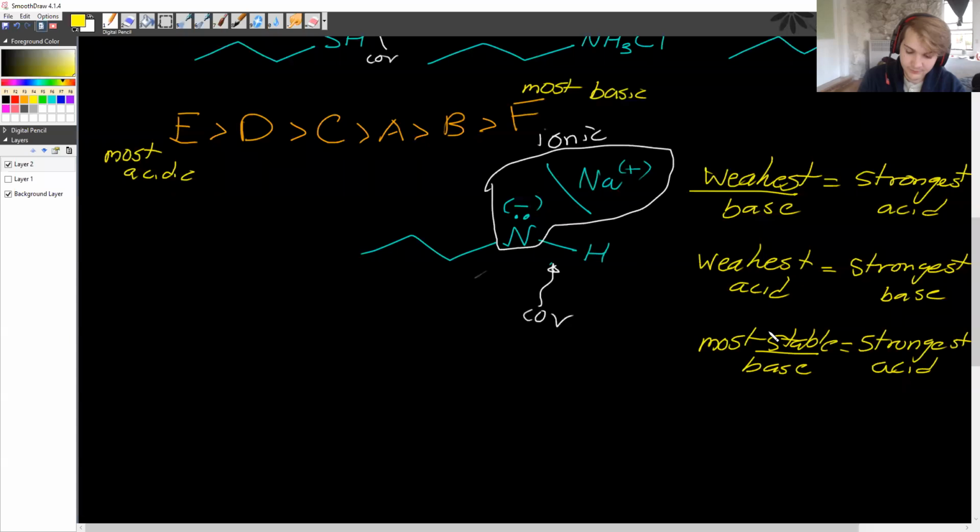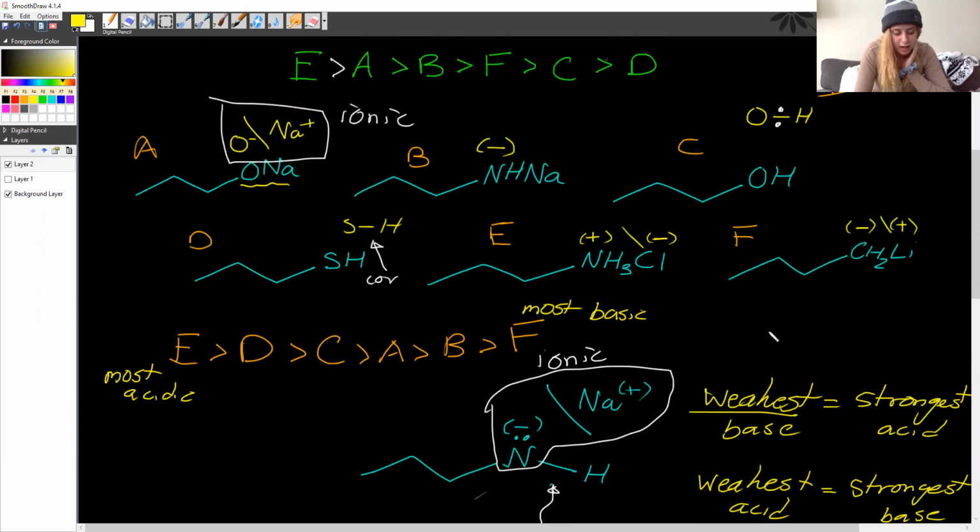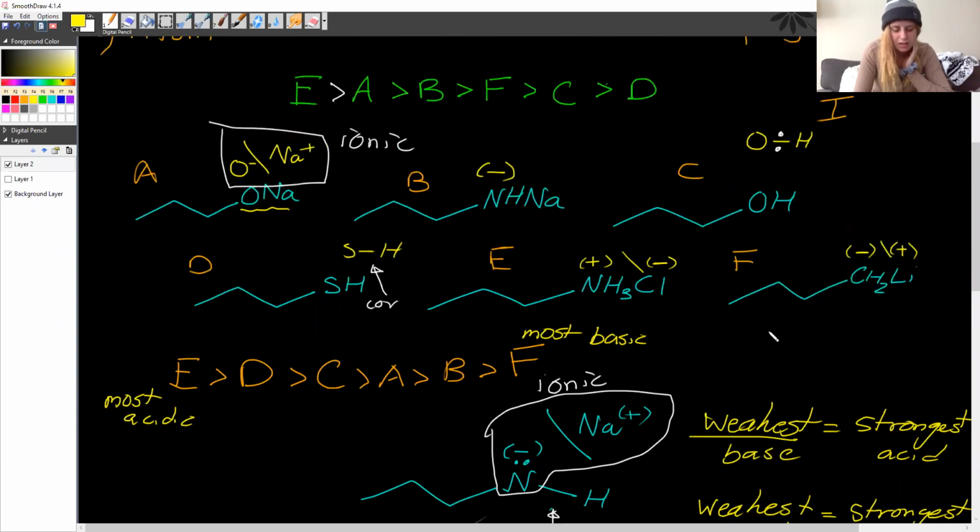I have a quick question. Sure. So going back to ranking the acidity, I get why letter E is the first one, but how come it's not A instead of D, for number 2?